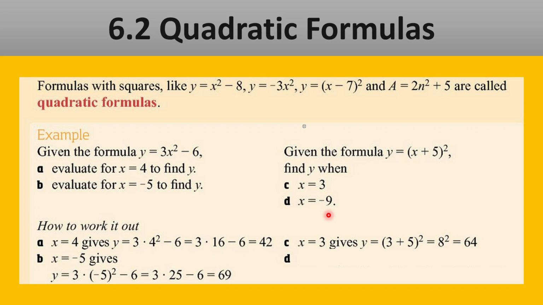Negative number, don't you worry, just fill in that negative number first. Gives me minus 9 plus 5. Minus 9 plus 5 equals minus 4. Still inside of brackets, right? Squared. Minus 4 times minus 4 is 16. Okay? So copy the formula and fill in the x and fill in the number they give you. 3 or minus 9 or 0, whatever they want you to.